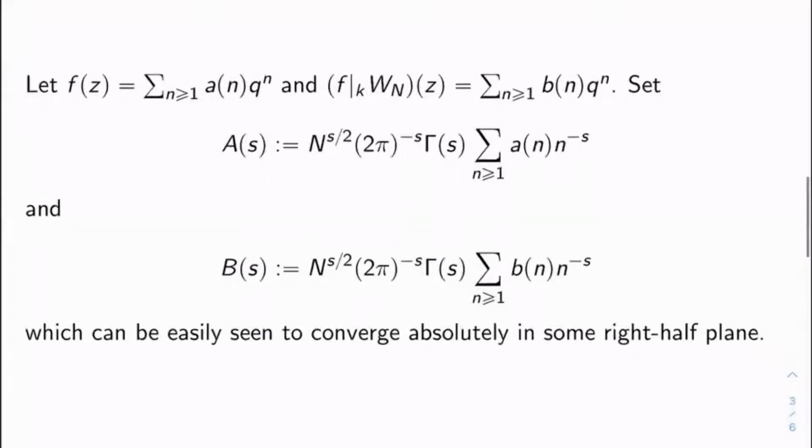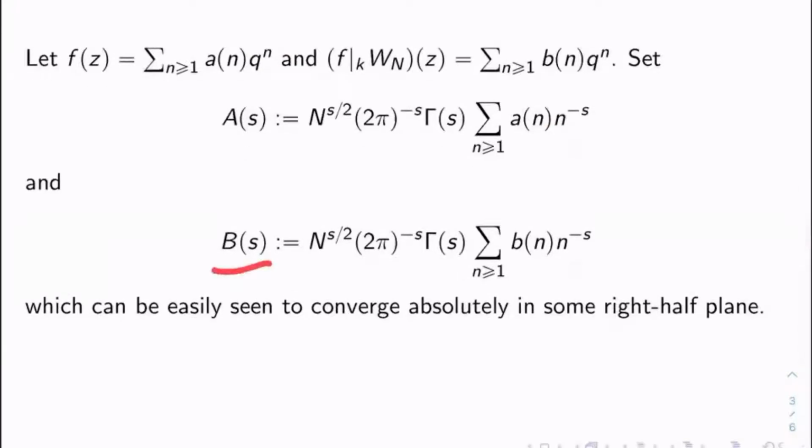Okay, so here's what we'll do. Let's give f of z a Fourier expansion: the sum over n bigger than or equal to 1 of a of n q to the n, so we'll just call the coefficients of f a of n. And then f bar sub k W n of z, that's also a cusp form we now know, so we can give it Fourier coefficients b of n, let's say. So let's let A of s be n to the s over 2 times 2 pi to the negative s gamma of s times the Dirichlet series attached to this Fourier expansion, which is the sum n bigger than or equal to 1 of a of n n to the negative s. You're replacing q to the n by n to the negative s in typical Dirichlet series fashion.